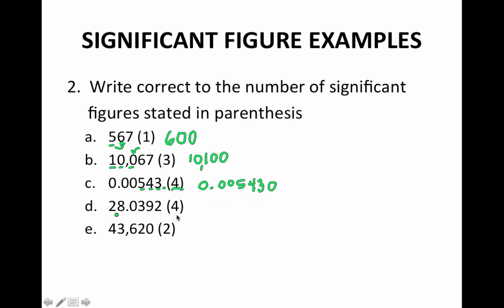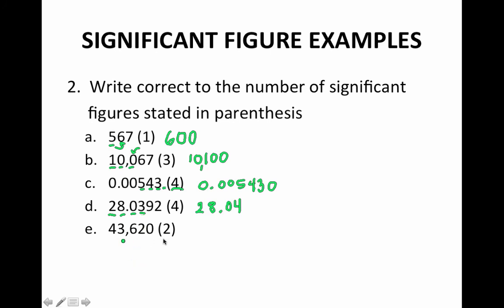Then in this example right here, 28.0392, if we need to round to 4 significant figures, I start counting with the largest digit, or in the largest place value, 1, 2, 3, 4. We look to the number to the right of that last digit, and it's greater than 5, so I need to round the 3 up. So I would write 28.04. And that's this number to 4 significant figures.